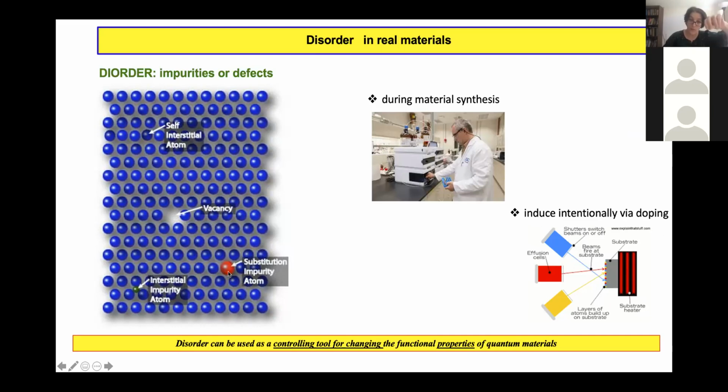You take another atom and you put it in. That's also, if we call it, disorder. Okay, so how does disorder appear in the system? You can do it intentionally or unintentionally. Unintentionally, it emerges when you grow or synthesize a sample. Something can happen and these vacancies and impurities can emerge. Or you can do it intentionally, by introducing different atoms, substitutional atoms, into your sample and changing the properties of the materials, like we can do in superconductors.